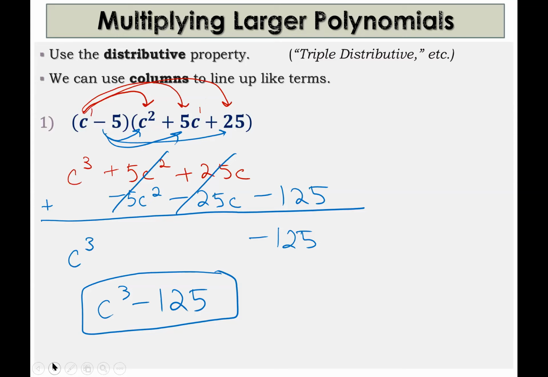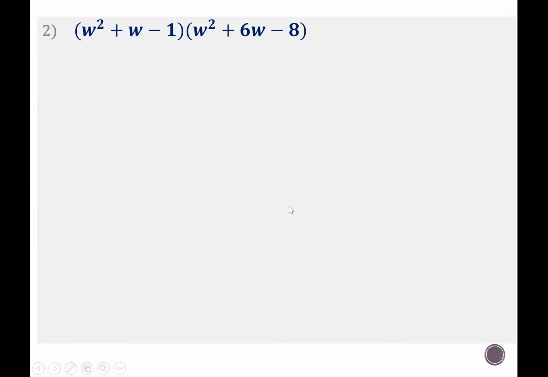So let's see another one that's longer. All right, our next example will be even longer. It will be 3 terms times another 3 terms, which will be 9 terms. Okay, so I'm going to actually have 3 rows this time, but it's the same idea. I'm still drawing my arrows, still adding exponents as I multiply, and then I'm still going to be combining like terms.